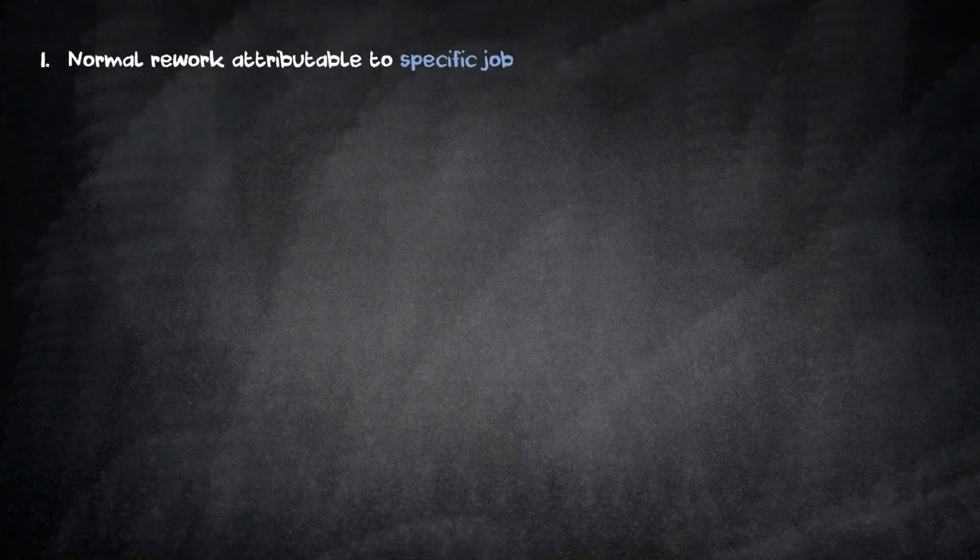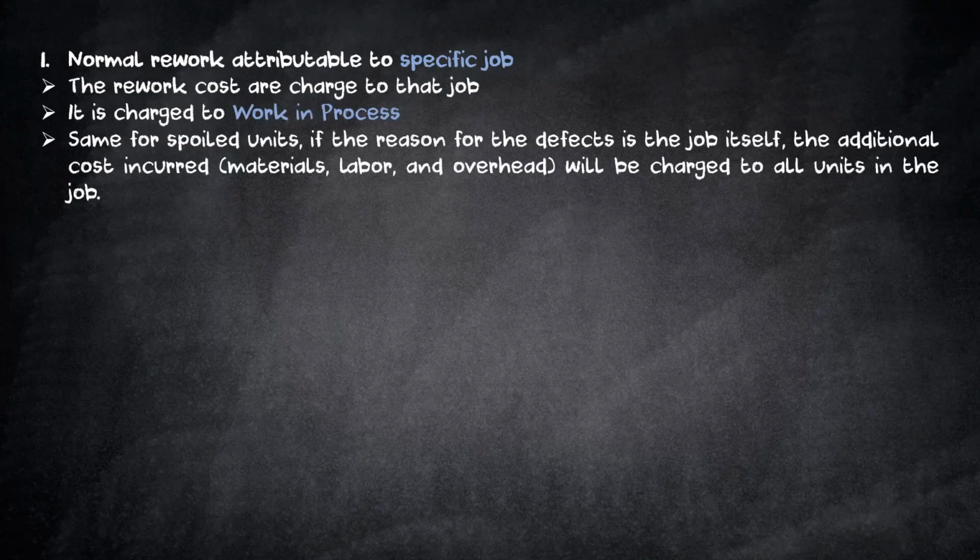So, just like sa spoiled units, meron din tayong two methods sa defective units, which is ang normal rework attributable to specific job. So like the title itself, ang rework cost natin ay i-charge lang natin sa specific job na yon. Yung mga additional cost natin para sa materials, labor, and overhead ay i-charge natin sa lahat ng units na na-produce nung job na yon. So ang entry natin para dito ay we debit the work in process account and credit direct materials, direct labor, and factory overhead applied.